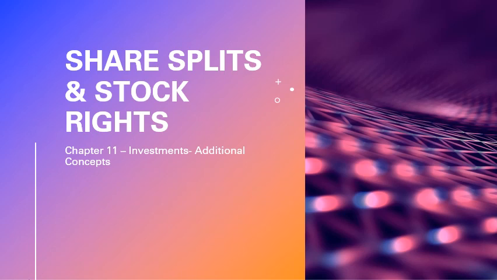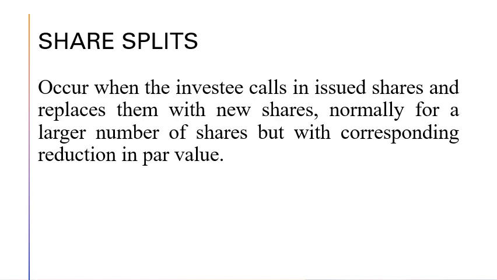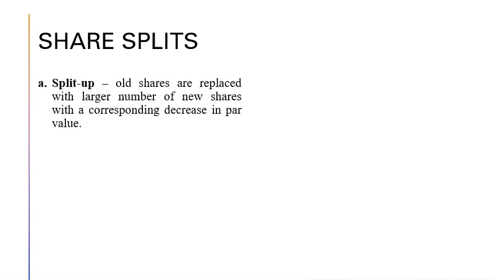Now, for our next topic, we will be talking about share splits and stock rights. Share splits occur when the investee calls in issued shares and replaces them with new shares, normally for a large number of shares but with a corresponding reduction in value. Share splits could be split up or split down. A share split up happens when the old shares are replaced with a larger number of new shares with a corresponding decrease in par value.